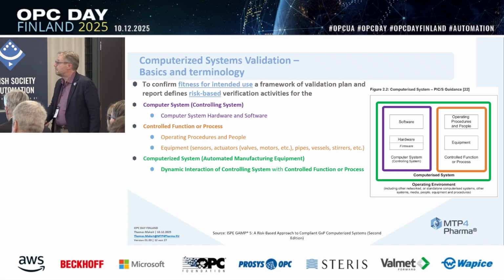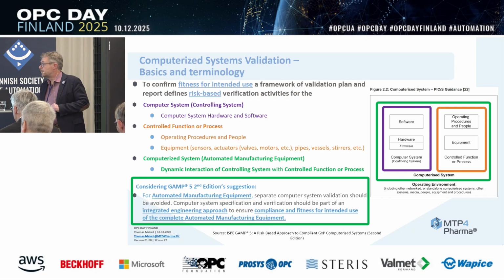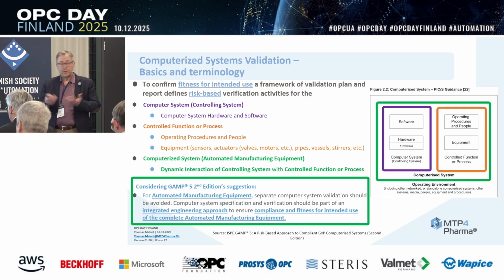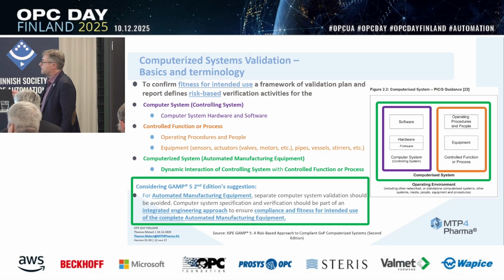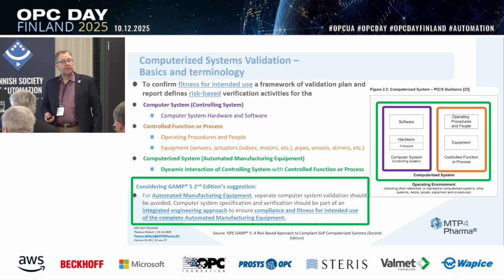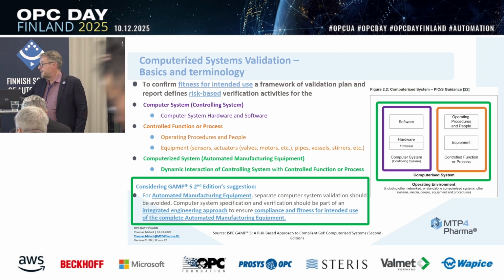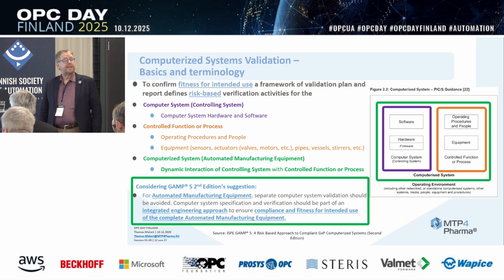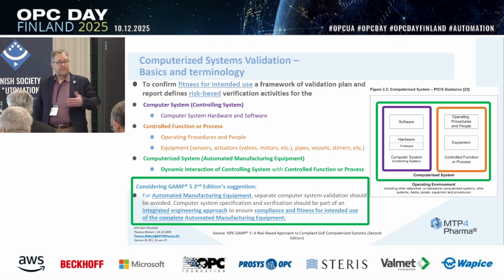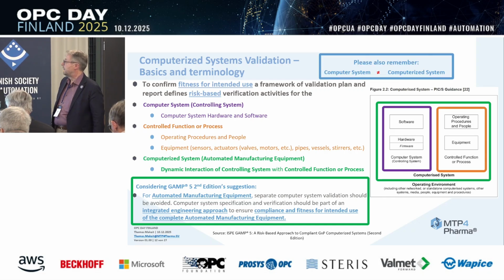And then the GAMP, Good Automated Manufacturing Practice Guide, gives some recommendations. When you have an arrangement like a modular plant, for the automated manufacturing equipment, a separate computer validation should be avoided. How can that be achieved? Yeah, you have to do proper engineering and verify compliance and fitness for intended use. This also includes verification of all the data models, everything you model for this equipment.